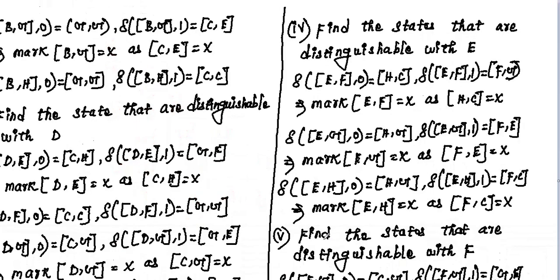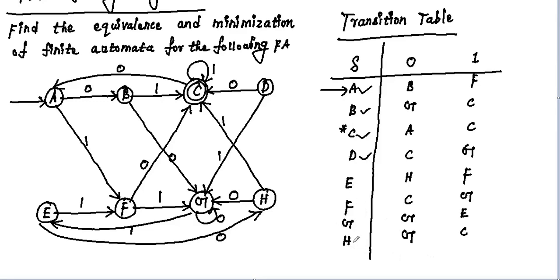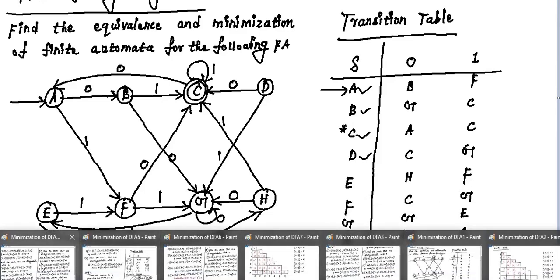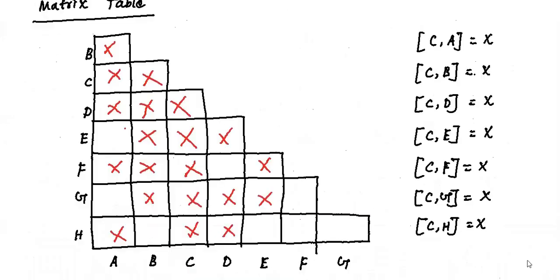And the last pair is EH, apply input 0, 1, delta of EH0 and delta of EH1. Look at the transition table. EH0 is HG, EH1 is FC. Here EH0 HG, EH1 FC. In these two answers, FC we already put a cross mark, then mark EH cross mark because FC is a cross mark. Go to the matrix table, here you put cross mark, EH cross mark.